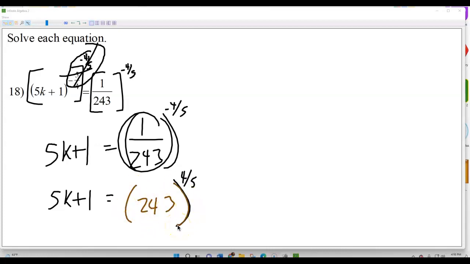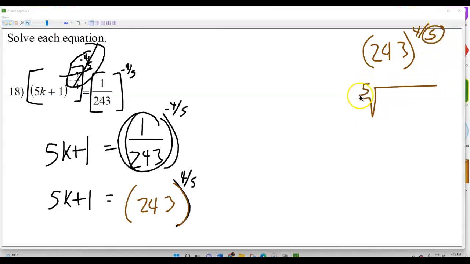Okay, so now we need to find out what is 243 to the 4/5 power. That's the next step. Well, how do I simplify that? Well, the first thing we're going to do is rewrite it as a radical. This is something we haven't done in a little while, but when you write these things as a radical, this number here is your root. This number here is your power. And this number goes under the radical. And there you go. So we need to find the 5th root of 243.